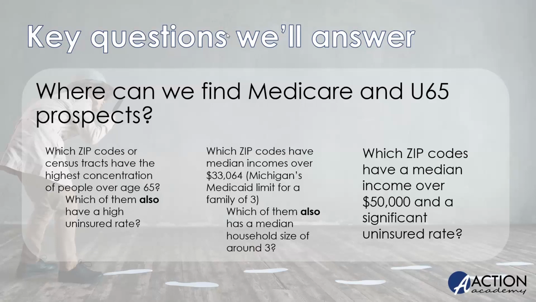Back to the presentation though. So we took a look at those, right? We looked at zip codes near us that have people over 65 and an uninsured rate. We looked at zip codes near us that meet that Michigan Medicaid threshold and have a median income size of 3. And we look for some higher earners. Again, there's lots of different ways you can slice the filters there, lots of different ways you can manipulate those filters to figure out what makes most sense for your business.